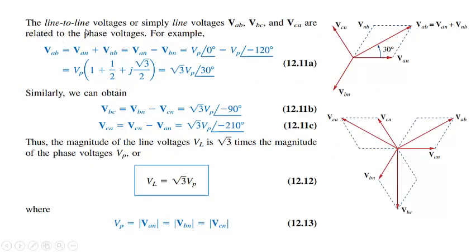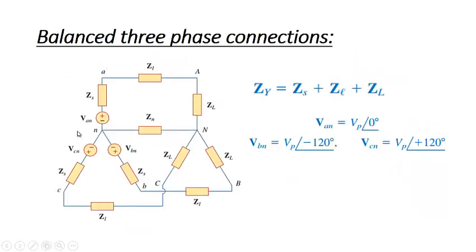We can also find the line voltages or line-to-line voltages, VAB, VBC, and VCA. They are related to phase voltages. For example, VAB is equal to VAN plus VNB. You can see VAB, that is the phase voltage of A. Let's say that's from here to here, phase voltage of B. When you start from here, it will be VAN. Actually, this will be VNB.